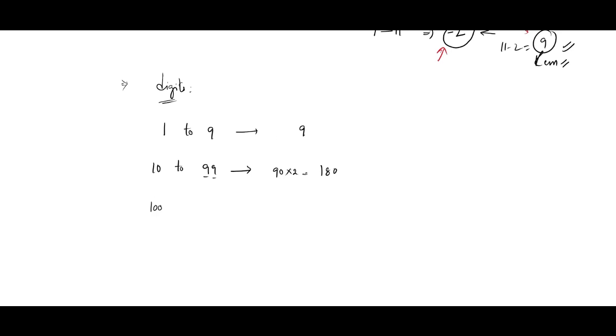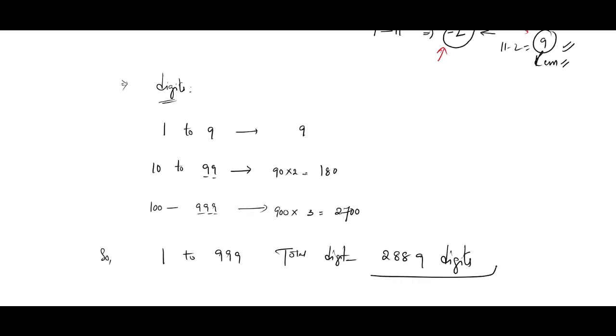Now 100 to 999. How many numbers? 900 numbers, right? In each number you have 3 digits, so a total of 2700 digits. So remember this point, from 1 to 999, adding all this, the total digits we have is 2889. This is a very important one, try to remember please.